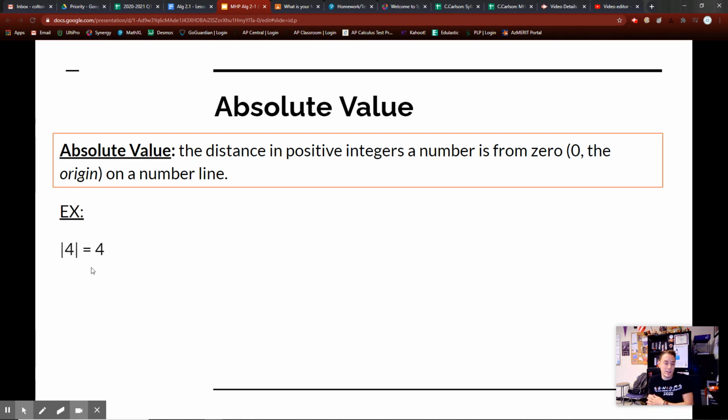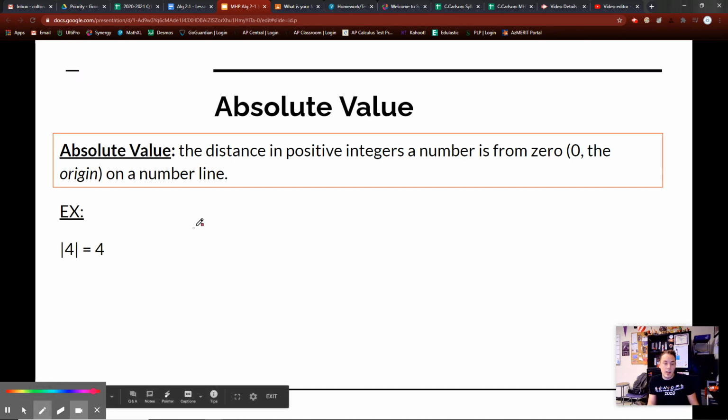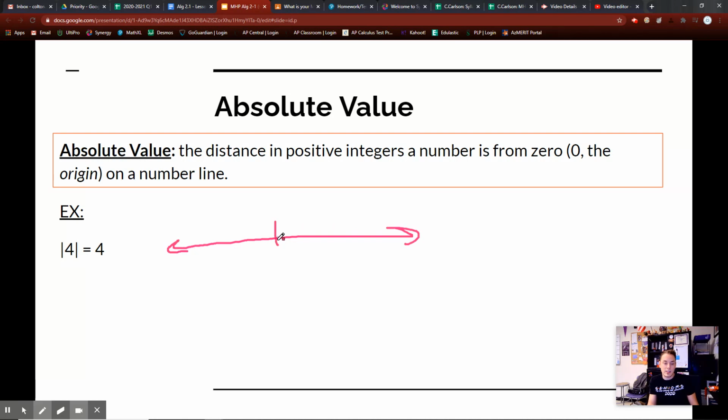So for example, if I have the absolute value of 4, it is 4. Why is that? Because if I put down on a number line here, this really junky number line, this is 0. And if I have 4 here, this is 3, 2, and 1. How many units is 4 from the 0? Okay, how many units is 4 from 0 on the number line? It's 4. Whoa, that was awful. Oh, that was really bad.